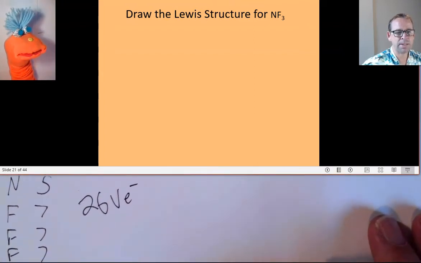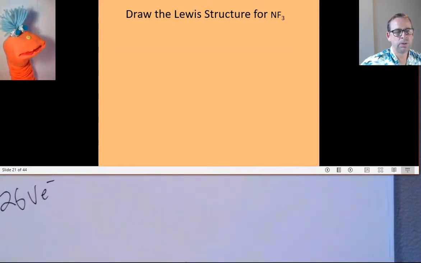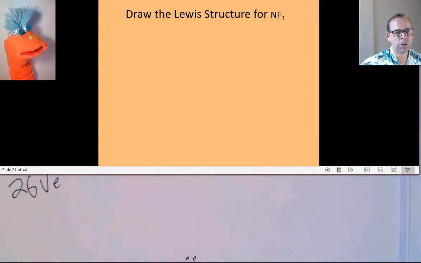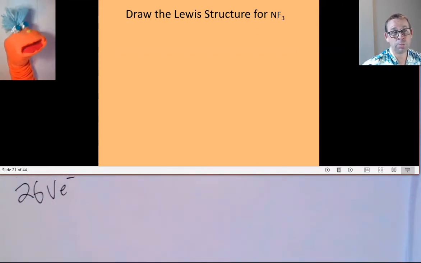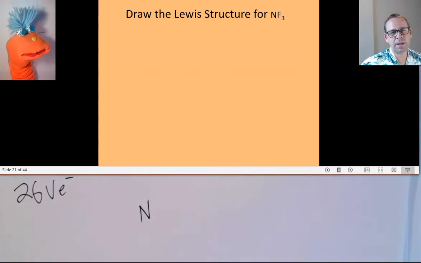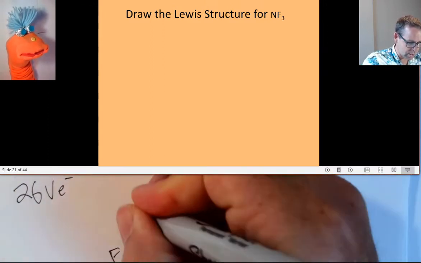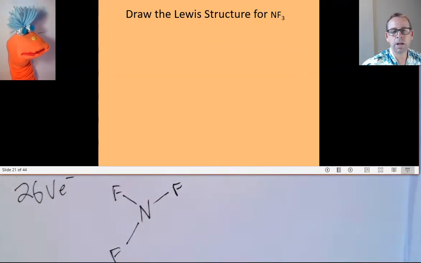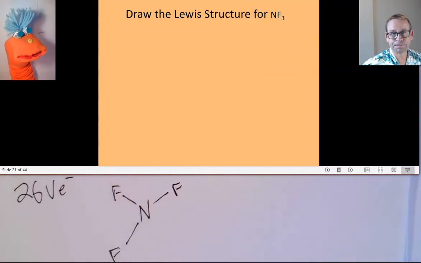Now we try to identify a central atom. What do you think the central atom might be here? I don't know. How can you tell? Well, usually it's the one that there's the fewest of. Oh, you mean like nitrogen? Yeah. So if we choose nitrogen, and that's the first step, identify the central atom, then we bond all of the other atoms to the central atom. That's the next step. And then we try to distribute our 26 valence electrons on the molecule.